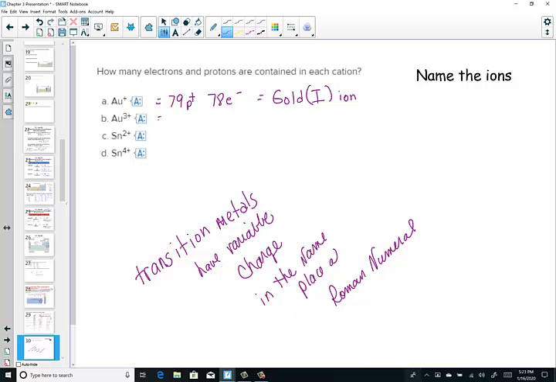Now here's Au 3+. So again, the identity comes from the protons. The protons will never change. There are 79 positive protons, but this time it lost 3.